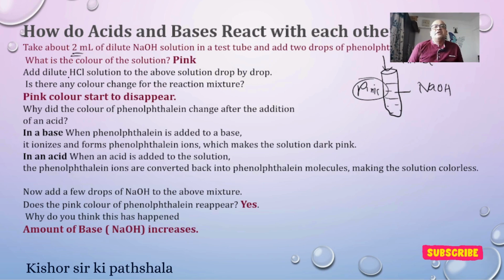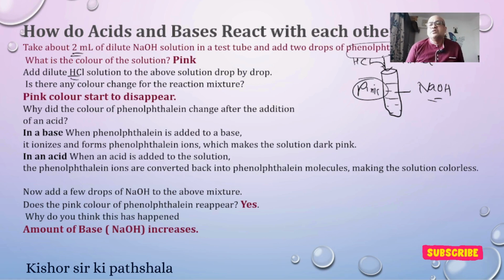Right, now what we need to do? We need to add dilute hydrochloric acid drop by drop to this solution. Now what happens? The pink color, which was formed in base, starts to disappear. Why does it disappear? Because when acid is added to the solution, the phenolphthalein ions are converted back to phenolphthalein molecules, making the solution colorless.